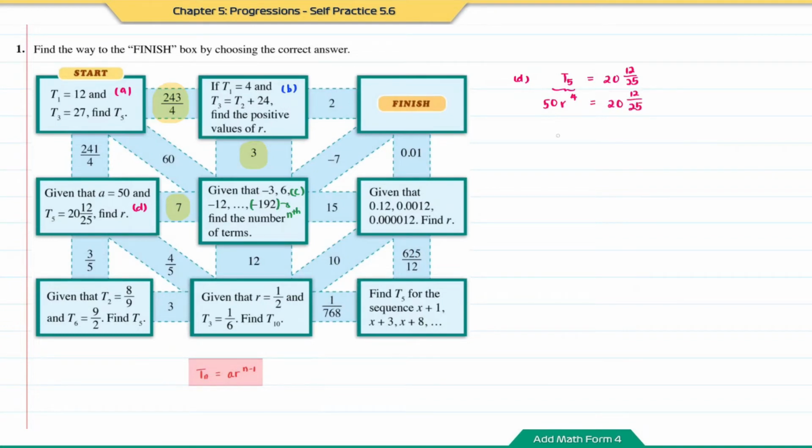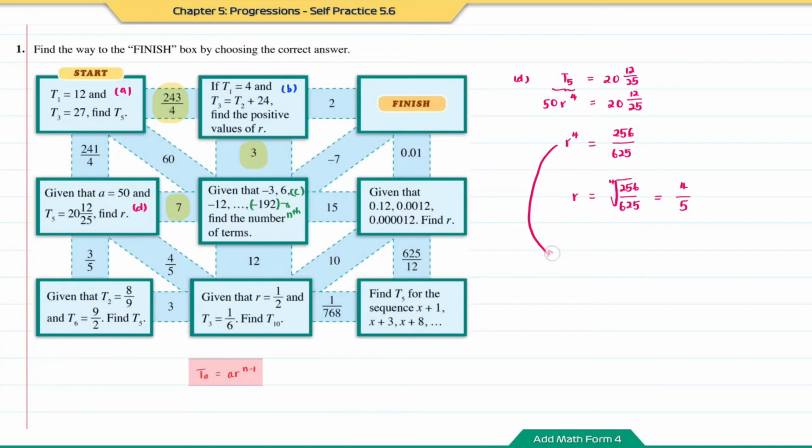Next, I'm going to move this 50 to the right hand side. That is going to be 20 and 12 over 25 divided by 50. Solve this using your calculator and you'll find that the answer is 256 over 625. The easiest way to solve this is using your calculator. Move the power of 4 to the right hand side. Then R will be the fourth root of 256 over 625. So the answer is 4 over 5.